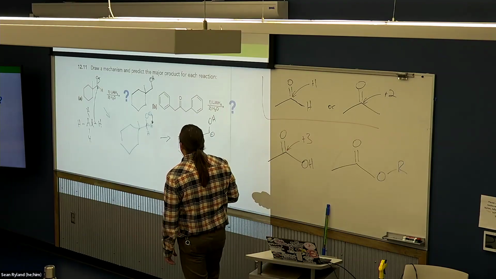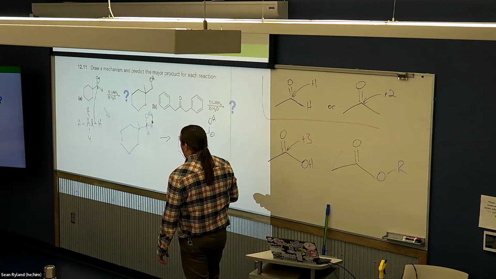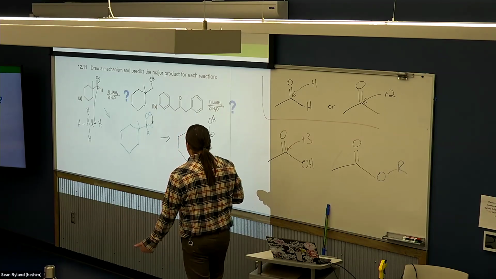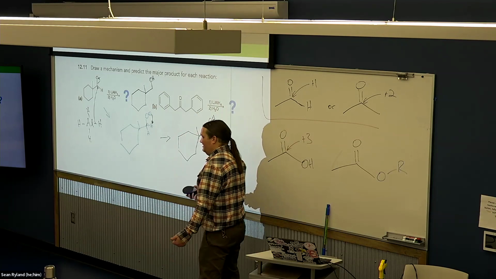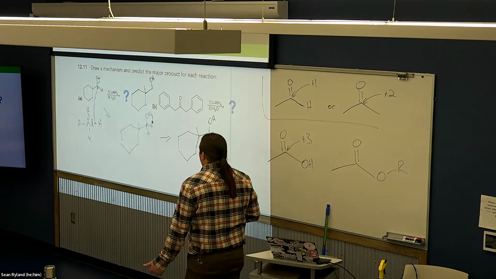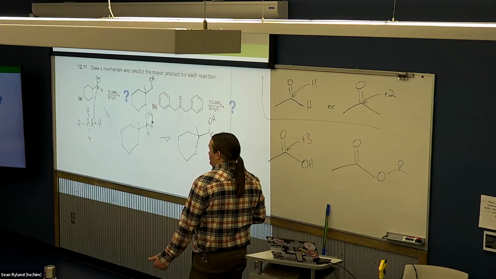So this is actually a really simple mechanism because it has no rearranging, no most substituted versus least substituted, so Markovnikov doesn't apply. And it's a simple two-step mechanism to draw.